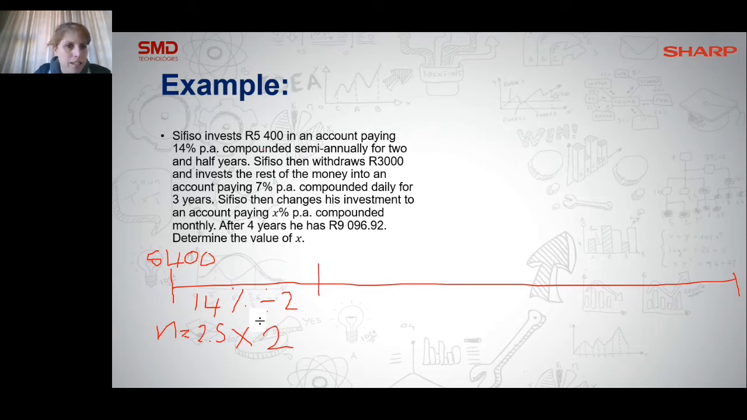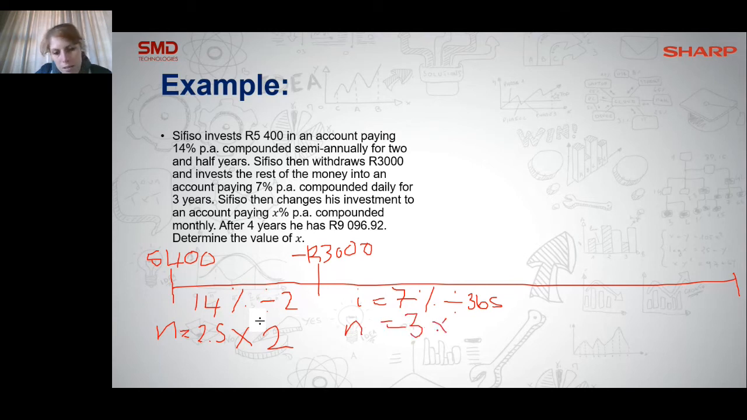That's that one. Then he withdraws 3,000 Rand. So we're going to withdraw the 3,000 Rand over here. That's our break in the timeline. Okay. And then he invests the rest of the money into an account paying 7% per annum, compounded daily, so divided by 365. And then, of course, my N is for 3 years times 365.